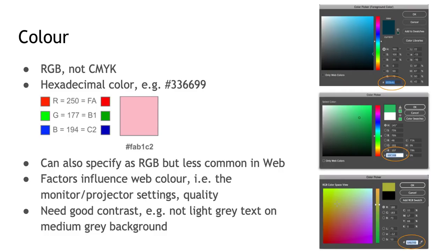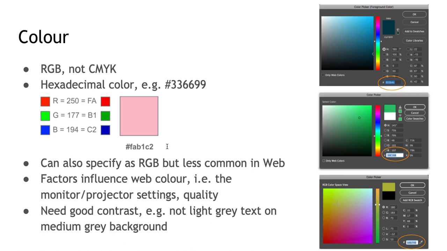So we'll talk about color. We work in RGB for screen, not CMYK, which is for print. And we talk about our colors as hexadecimal numbers, letters and numbers. There are 6 letters or letter and number combinations that describe the red, green, and blue. The first 2 are for red, the second 2 are for green, and the third 2 are for blue. So we can see that our pink here is a combination of FAB1C2.